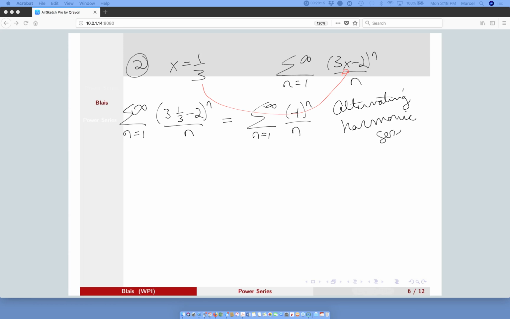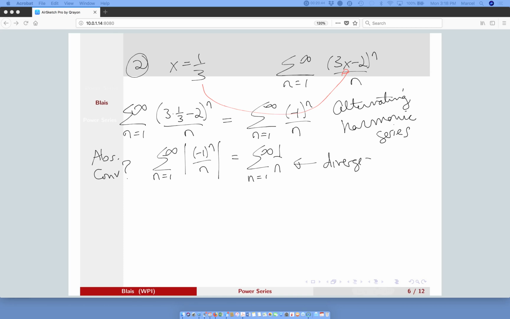If we check this first, remember, for any alternating series, the first thing you do, is it absolutely convergent? We look at the sum n equals 1 to infinity of the absolute value of the terms, which is the sum from n equals 1 to infinity of 1 over n, which is the harmonic series. We just talked about that. This diverges. So we do not have absolute convergence at this left-hand endpoint of 1/3.